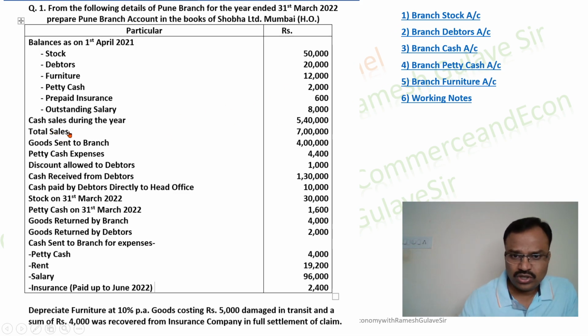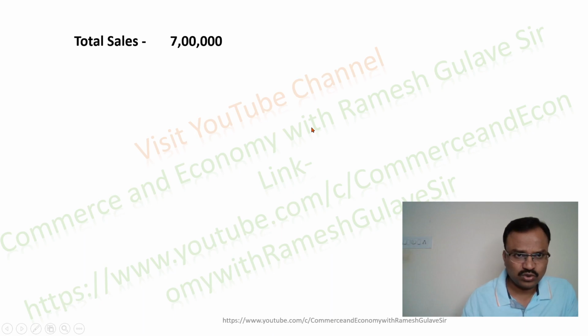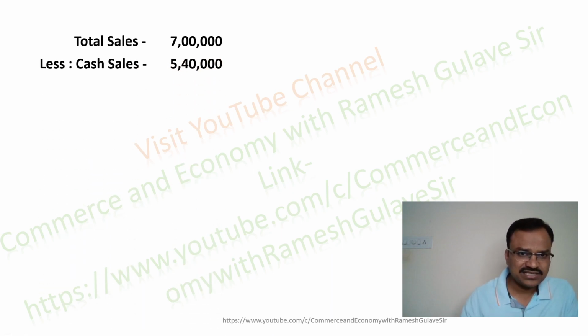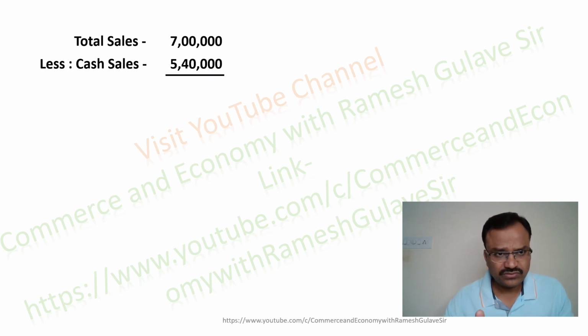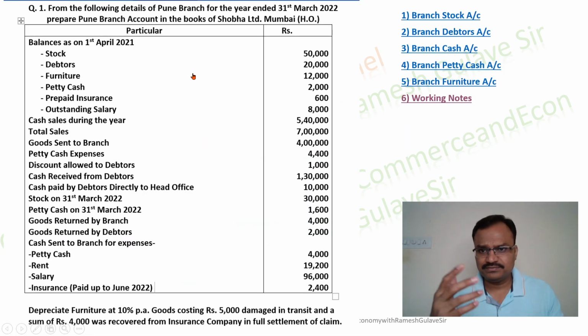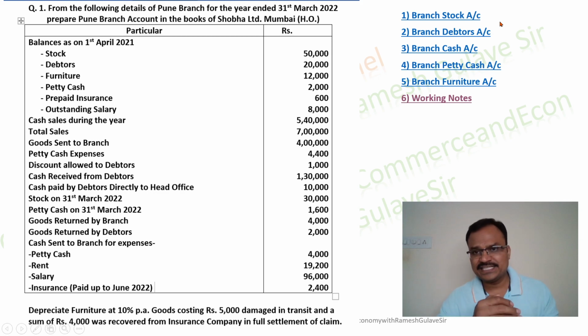Then total sales are rupees 7 lakh. From total sales and cash sales, we can calculate the amount of credit sales. As total sales are given, along with this cash sales are also given. If we subtract the amount of cash sales from total sales, we will get credit sales. So the amount of credit sales is 1,60,000, and these credit sales are recorded in the branch debtors account and branch stock account, because they are credit sales. So our debtors will increase, will go up.